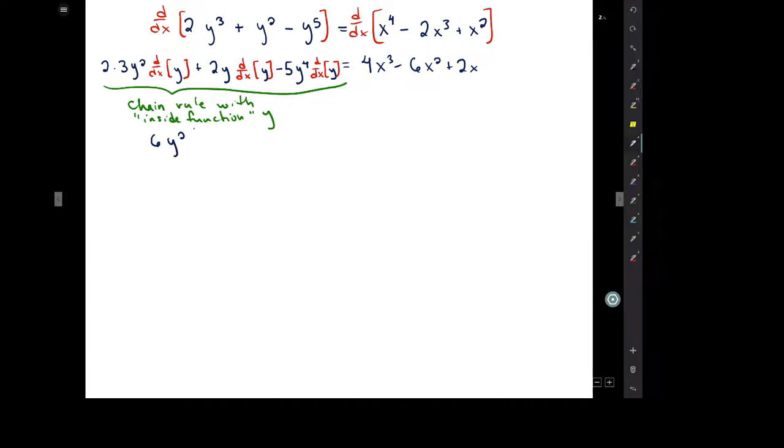6y squared dy/dx. Again, you'll see that written as y prime sometimes, plus 2y dy/dx minus 5y to the 4th dy/dx. And then don't forget about the right-hand side. It was so easy. We did it so long ago. This is equal to 4x cubed minus 6x squared plus 2x. So now that we have taken the derivative, this entire thing here is all taking the derivative.